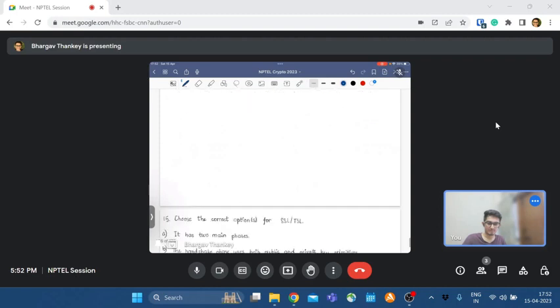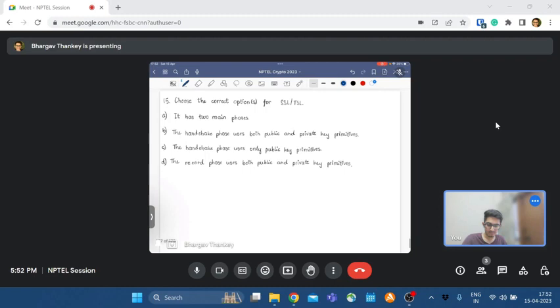Okay, so let's look at the next problem. Choose the correct option or options for SSL/TLS. Option A is it has two main phases. Option B is the handshake phase uses both public and private key primitives. Option C is the handshake phase uses only public key primitives. And option D is the record phase uses both public and private key primitives. So now let's go over all the options. Option A, it has two main phases. Well, that is true. The main phases are the handshake phase and the record phase.